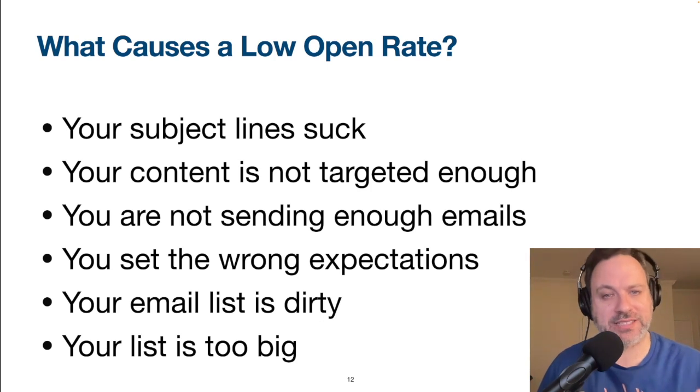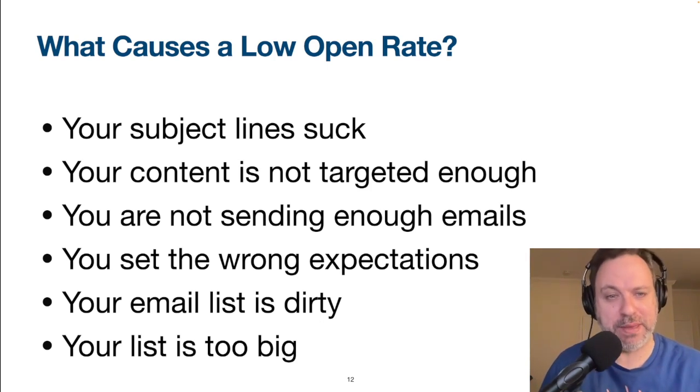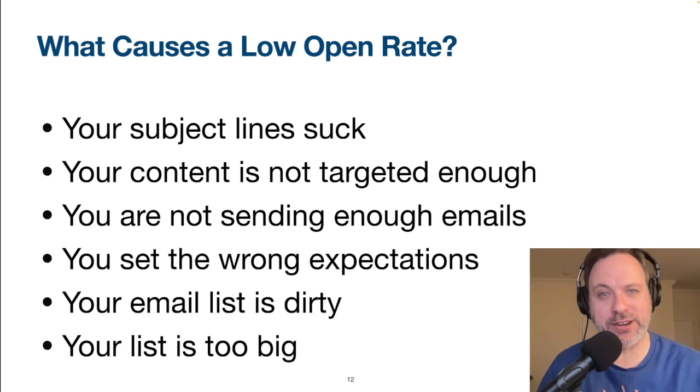Third is you're not sending enough emails. Yes, folks, most people do not send enough emails. If you're watching this channel, you should be sending more emails, I guarantee you. Fourth is you set the wrong expectations. People don't know what to expect from you. You're not consistent. Fifth is your email list is dirty. You have bad contacts that should have been deleted 2 years ago, but you keep sending them emails, and that's creating deliverability problems. And finally, your list is too big, and that's sort of related to number 5. Most people have lots of bad contacts on their email list that they should have deleted a long time ago.